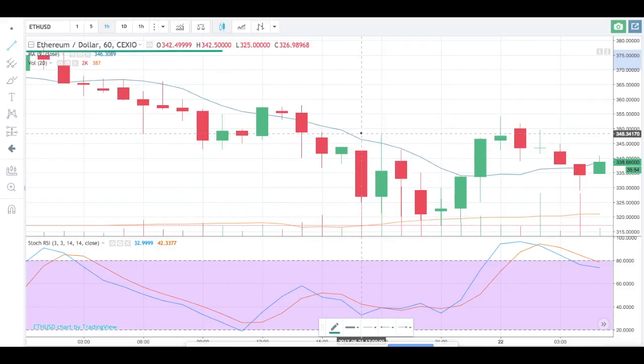Gotcha. So the thinner part of the wick shows you the volatility within that hour, and the candlestick itself shows you the start and end value change. Yeah, you nailed it. 100%. That's exactly it.